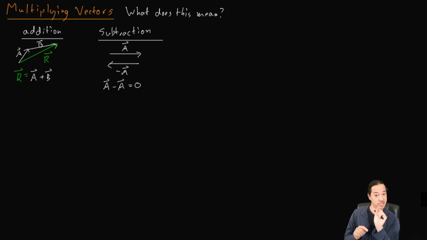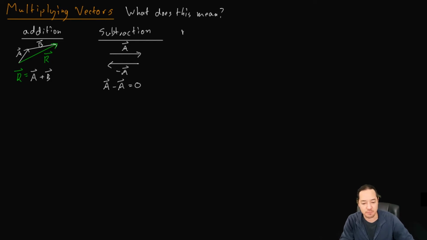Again, if it's a displacement, you start here, you walk to here, and then you walk back, your total displacement is 0. You're back to where you started from. So subtraction makes sense, as negative means the opposite direction of a vector. Good, great. Also very intuitive.